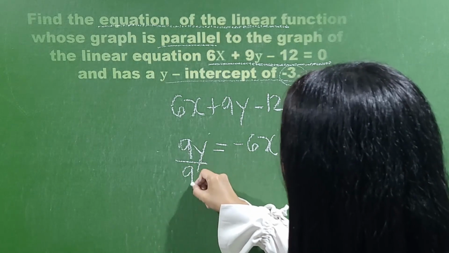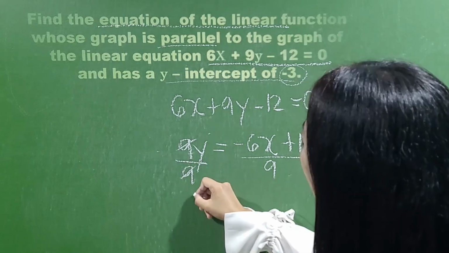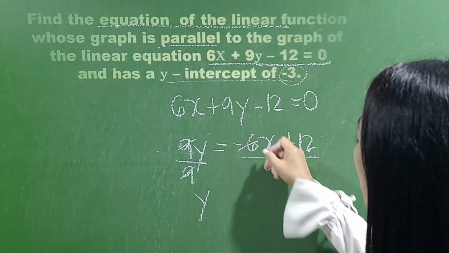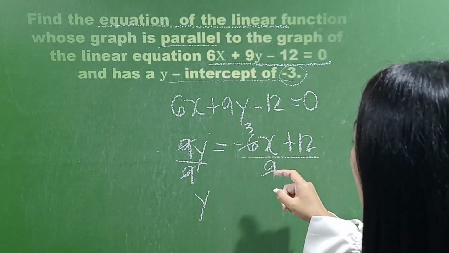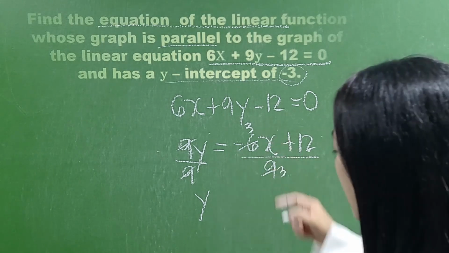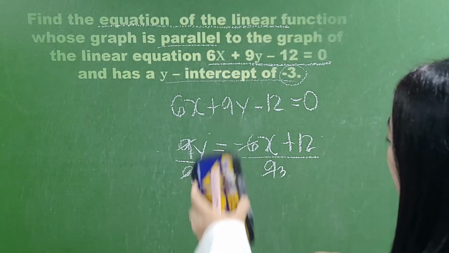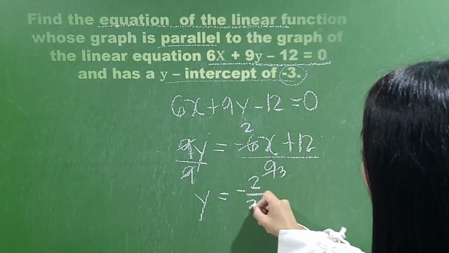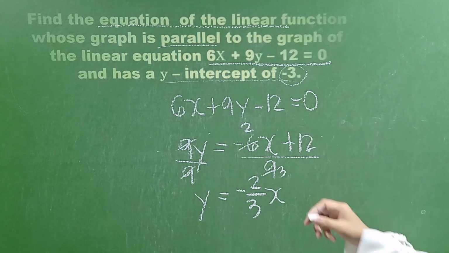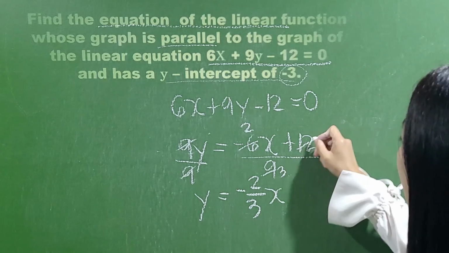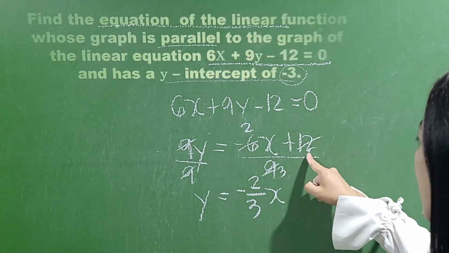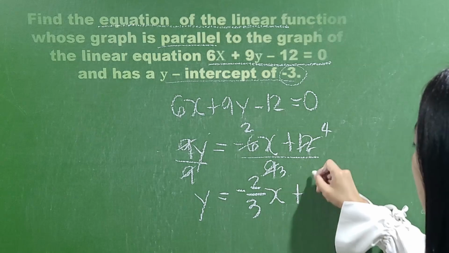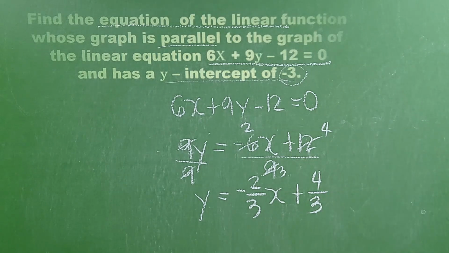So dividing both sides by 9, we now have y on the left side. So this is negative 6 over 9. We can simplify. 6 divided by 3 is 2, and 9 divided by 3 is 3. So y is equal to negative 2 over 3x. What about the y-intercept? This is 12 and this is 9. 12 divided by 3 is 4, and 9 divided by 3 is 3. So we have plus 4 over 3.